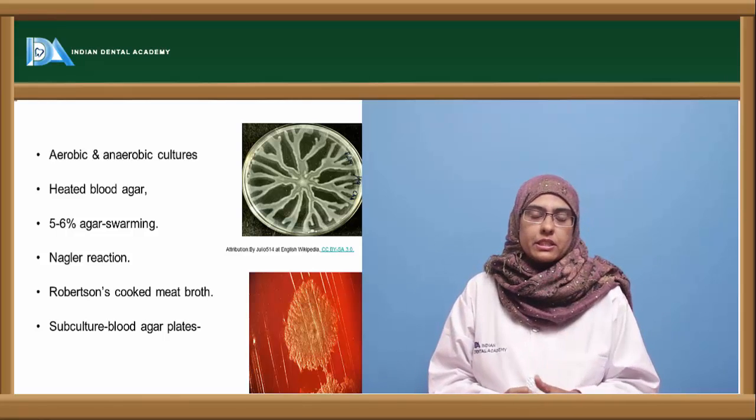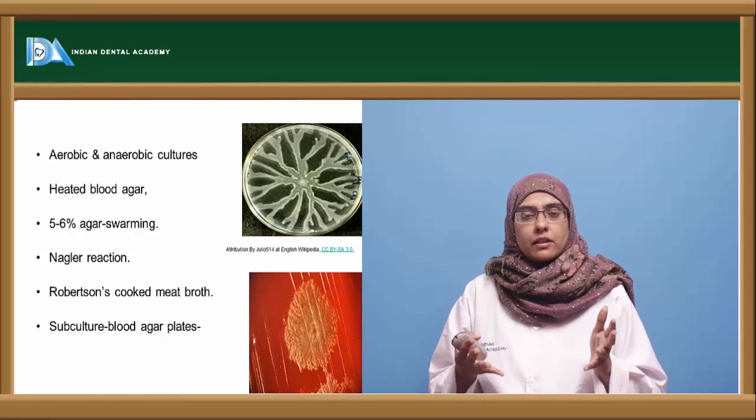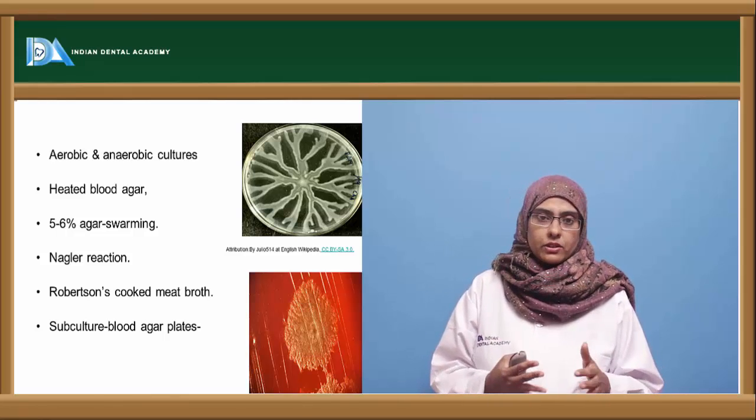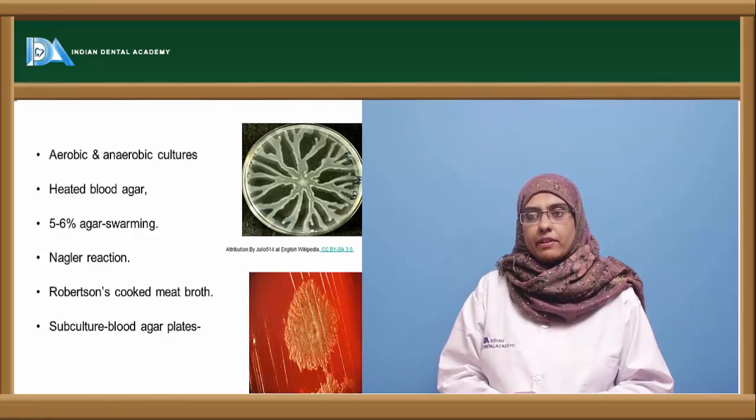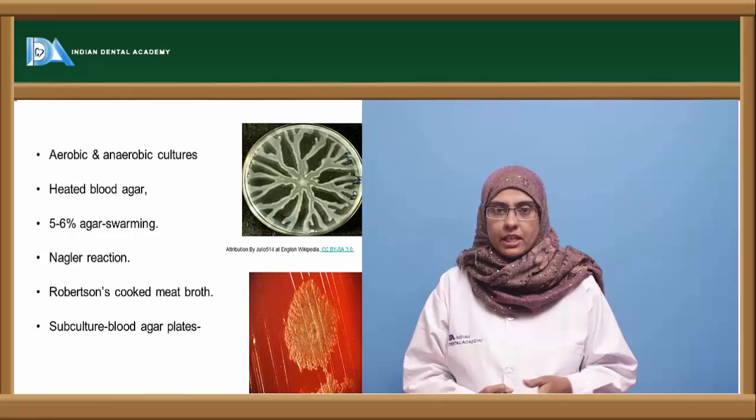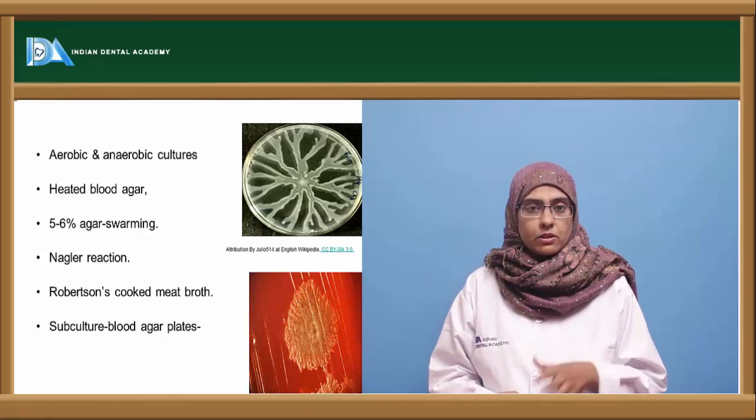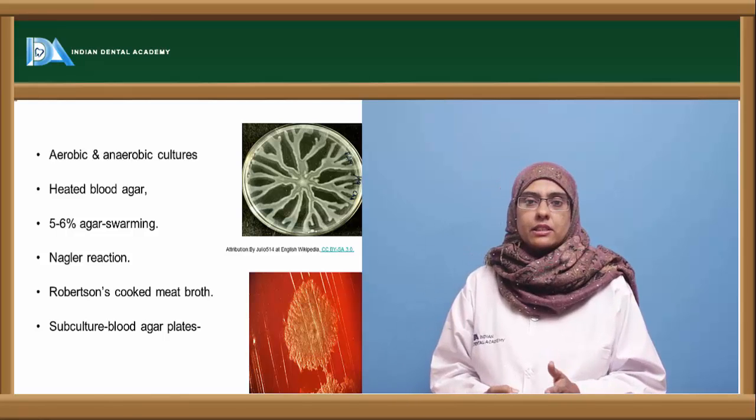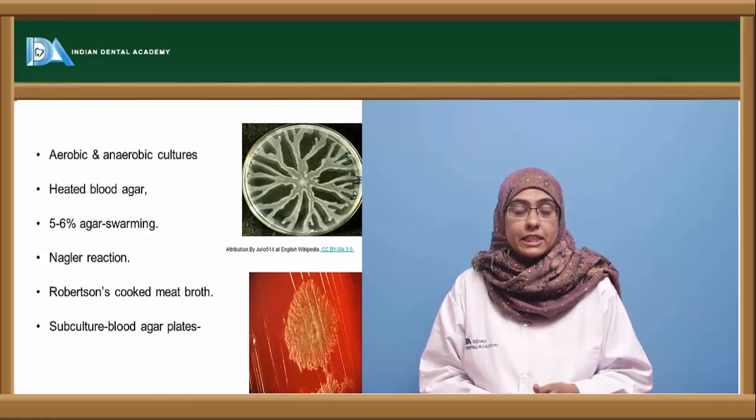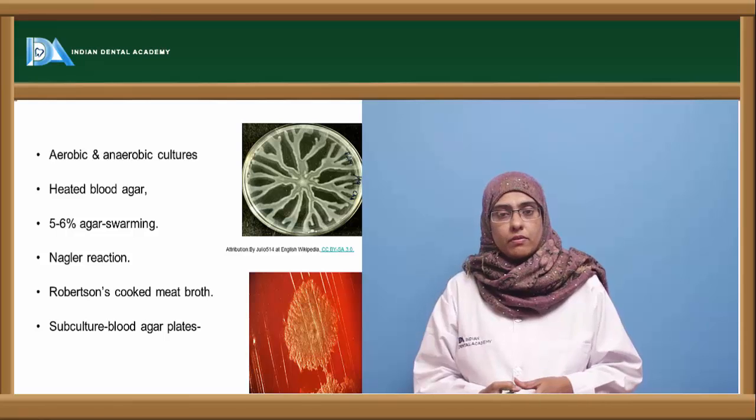So Clostridium perfringens has the ability to swarm in a media containing less amount of agar. So you have to increase the concentration of agar to 5 to 6% to prevent the swarming. And identification is based upon the Nagler's reaction, as already discussed in the cultural characteristics. Nagler's reaction helps in identification of the lecithinase producing organism in the form of opalescence.